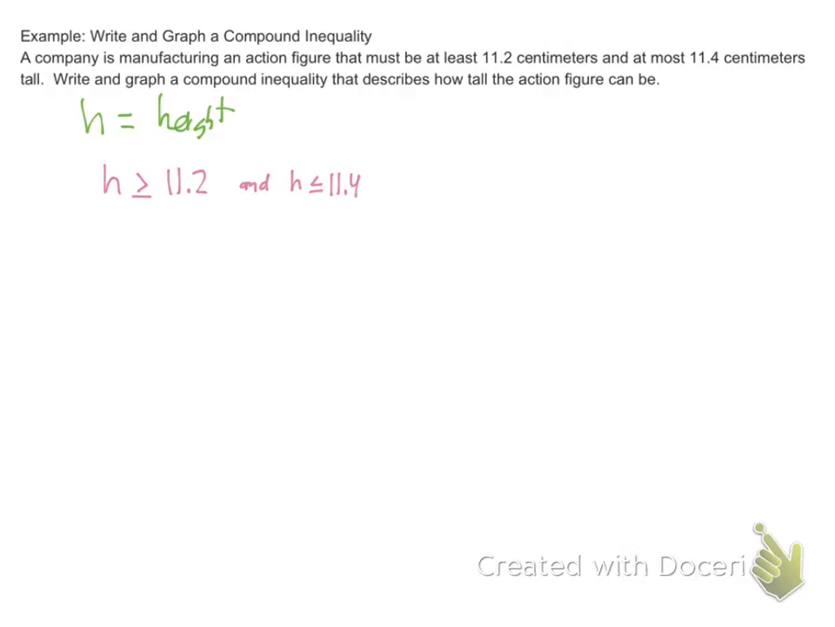Yeah. If I have to be bigger than something but yet less than something else, can I go back to that last example I did and write just one compound inequality? I don't have to use an and or an or. What would that look like? 11.2 is less than or equal to H, which is true. But then H is also less than or equal to 11.4.